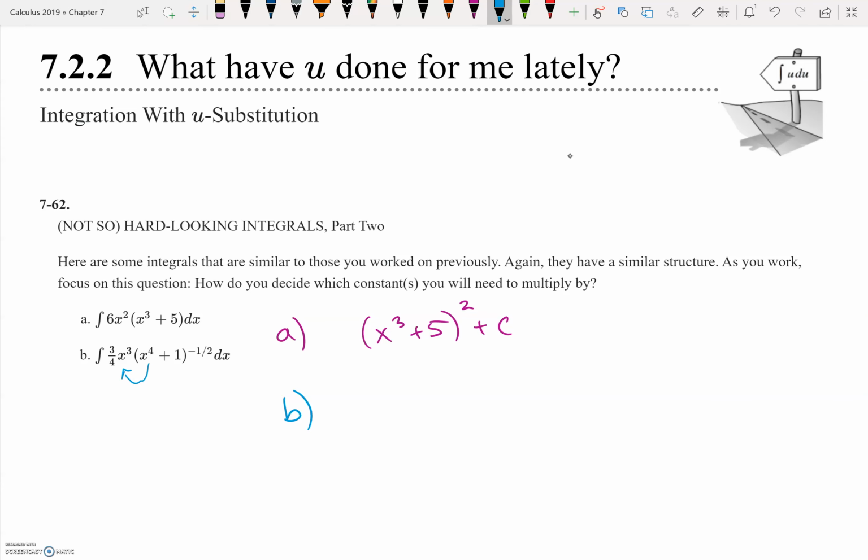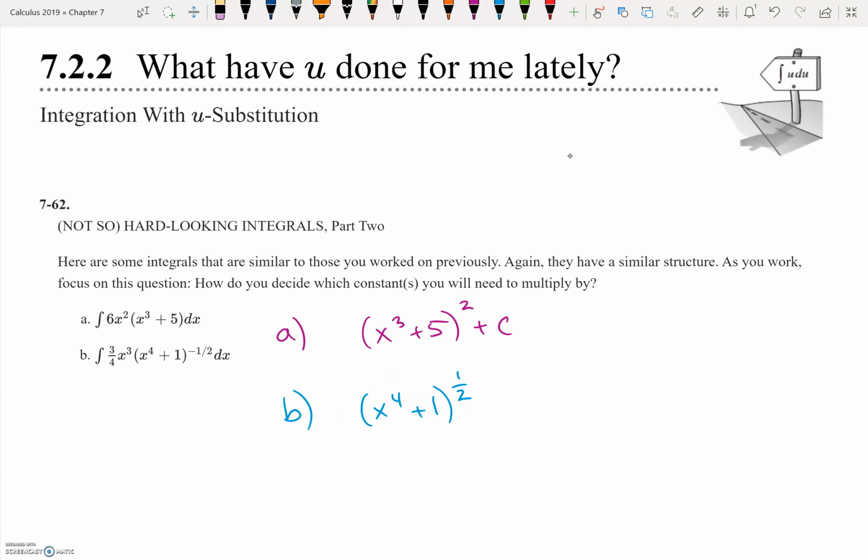X to the fourth will turn into x cubed, so therefore that's the function we're going to start with. We have a negative 1/2 power. If we subtract 1 from negative a half, that becomes a half. And now we need to think about, if I take the derivative of this, this will put a 1/2 out in front, and I don't want a 1/2, I want a 3/4.